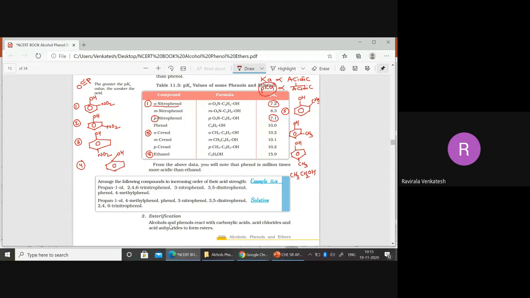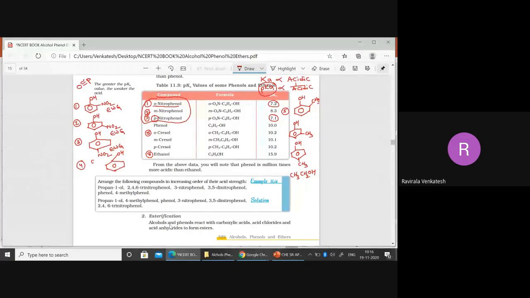Now, if you observe the first, second, and third ones, these three have strong acidic nature compared to the remaining. Why? Because this is which type of group? Electron withdrawing group. Presence of electron withdrawing groups increases the acidic character, whereas, as I told you just now, electron donating or releasing groups decrease the acidic character. The phenols having electron withdrawing groups are the strong acids.